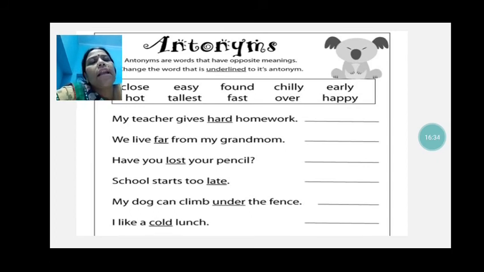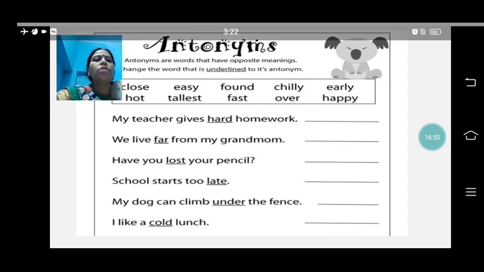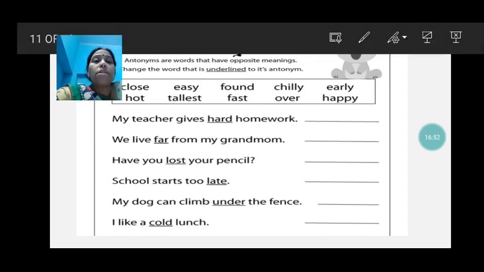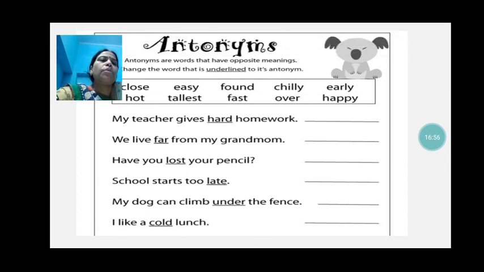My dog can climb under the fence. Opposite of under is over. Over the fence. Then, I like a cold lunch. So, I like a hot lunch. Opposite of cold is hot. So this you have to learn nicely, the opposites, and then do the exercise.